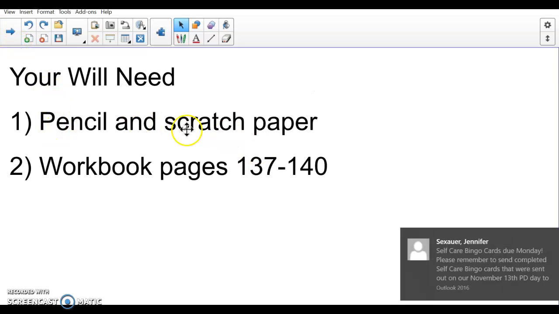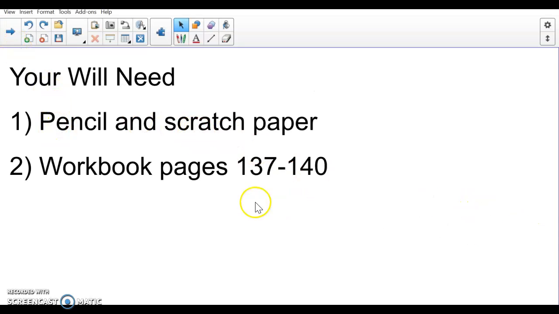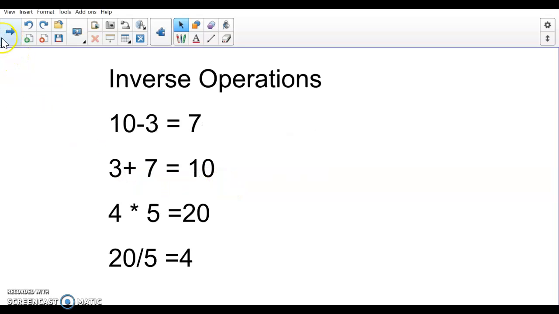And so you're going to need a lot today for your whiteboard, and we're going to be working in pages 137 to 140 in your workbook, so make sure you have those things available.